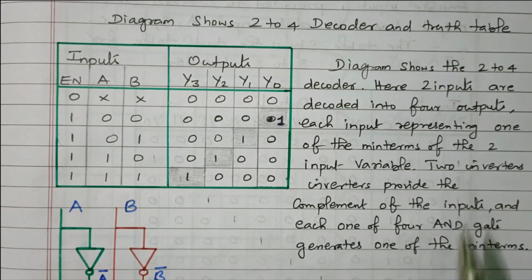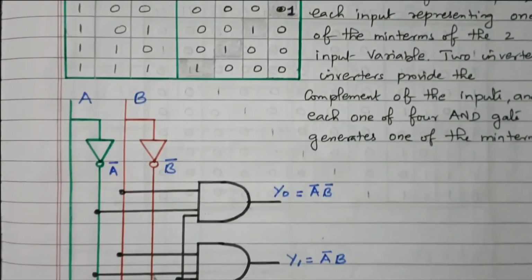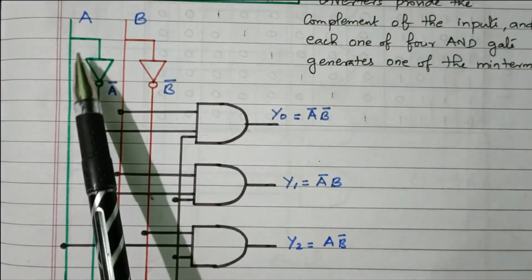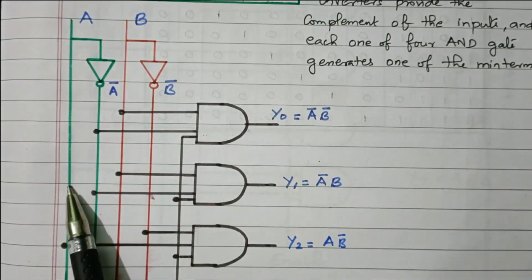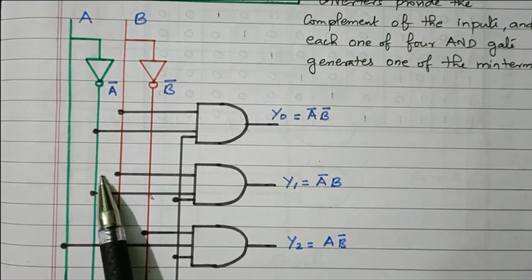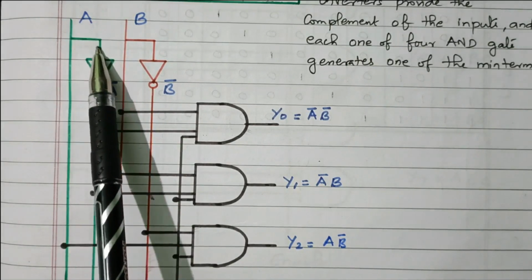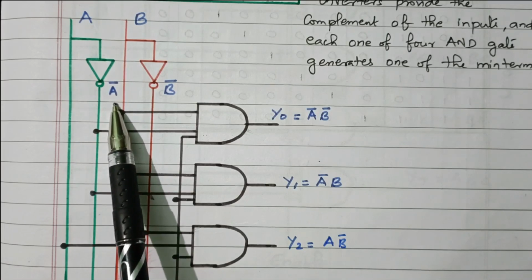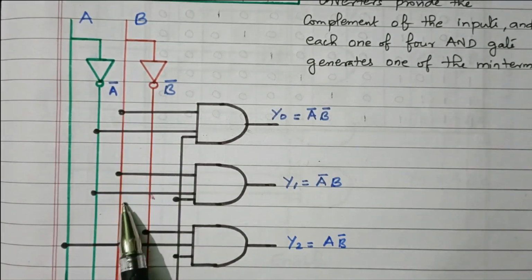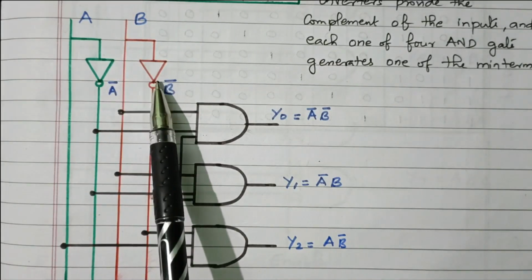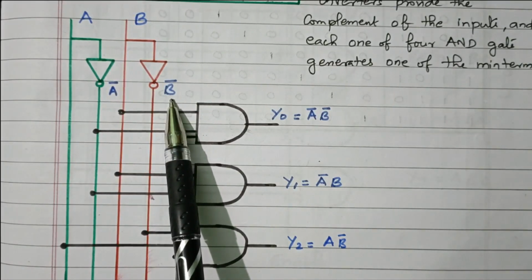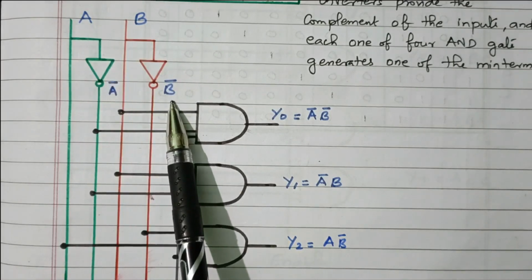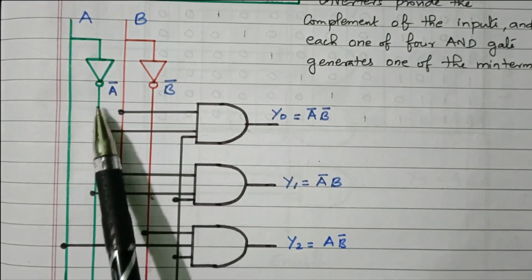Now we'll go to the logical diagram. We'll see how we are getting 4 possible outputs, right? So this is the logical diagram. This green color line is input A. First we will see the inputs. From A, a tapping is taken and connected to a NOT gate. After the NOT gate we will get A bar, the complement of A. This red color line is the input B. A tapping is taken and connected to a NOT gate, so that we will get B bar. Right, now we have A and B as well as A bar and B bar. The 4 possible inputs are readily available.